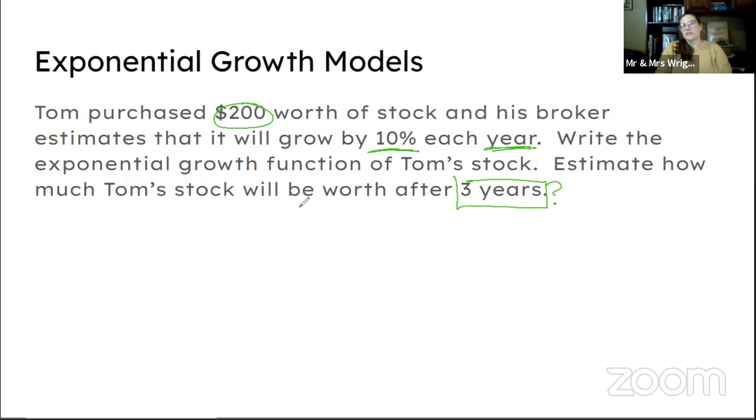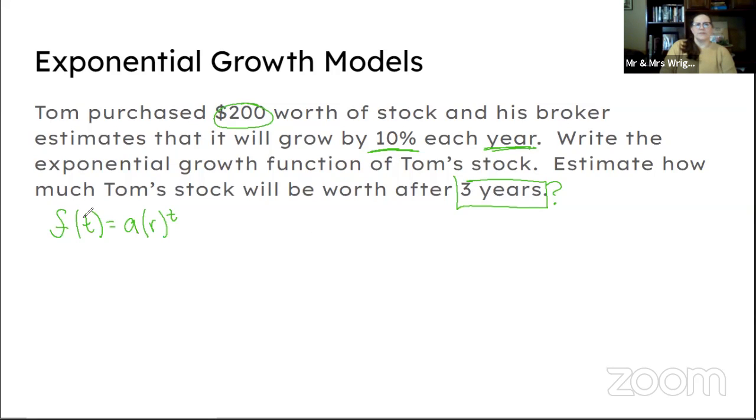So first we need to write a function, or a mathematical sentence, an equation, before we can figure out what it's going to be worth in 3 years. Now, if you don't have the equation written down in your notes, this is a time for you to pause the video, go back and find it, and write it in your notes. If you do, you should already know what the equation is. F of t is a times rate to the power of t.